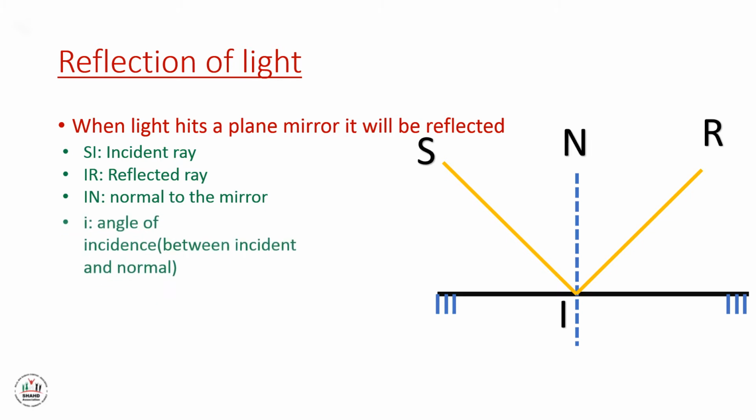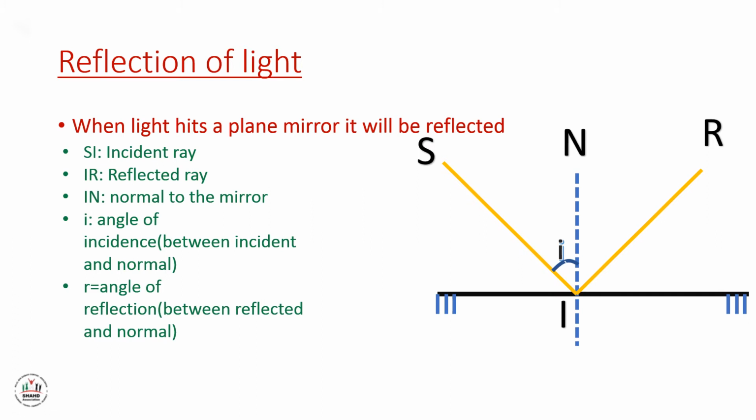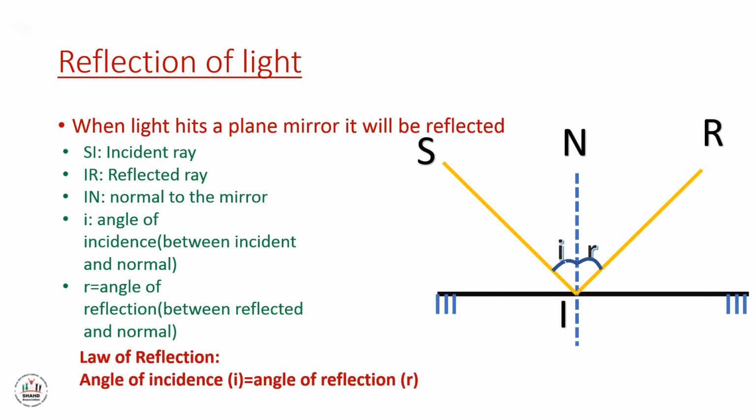I is the angle of incidence, which is between the incident ray and the normal. R is the reflection angle. It is between the normal and the reflected ray. The law of reflection states that the angle of incidence is equal to the angle of reflection. So when we want to draw the reflected ray, we will use this law.